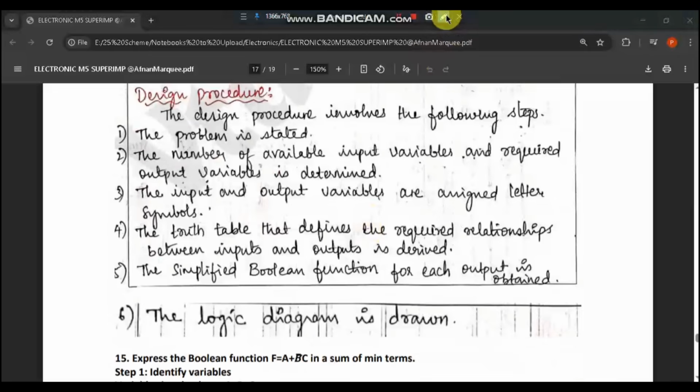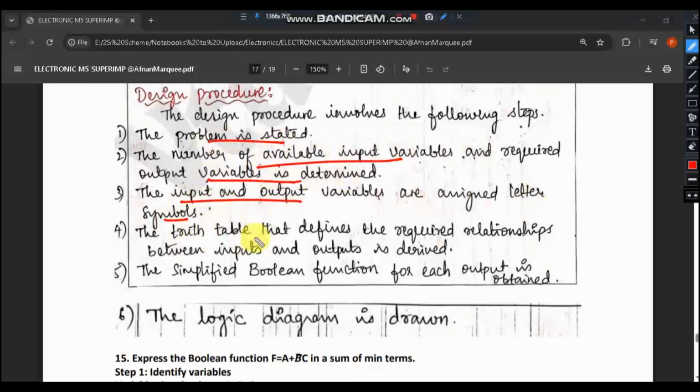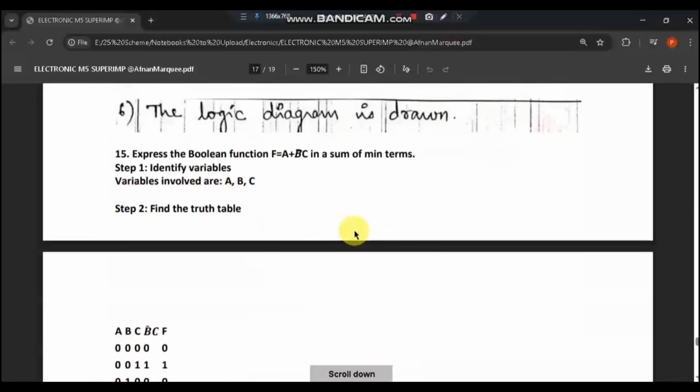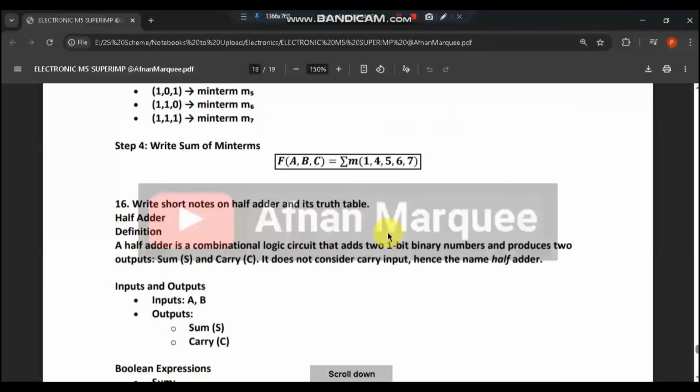And the design procedure: the problem is stated, the number of available input variables and the required output variables are determined. Input and output variables are assigned letter symbols. The truth table that defines the required relationship between the input and the output is derived. The simplified Boolean function for each output is obtained. Then the logic diagram is drawn. The other question is about expressing the Boolean expression in sum of min terms. So practice these questions very well, when you have to write the min terms and the max terms.